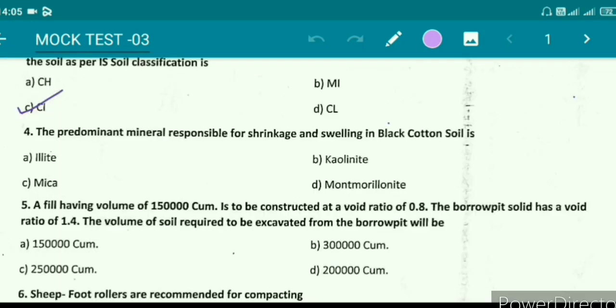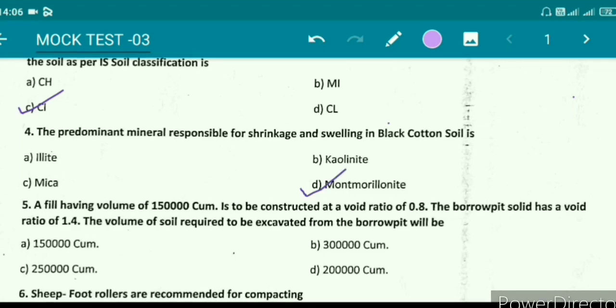Now the next question is, the predominant mineral responsible for shrinkage and swelling in black cotton soil is option A, illite, option B, kaolinite, option C, mica, and option D is montmorillonite. So the right answer for this question is montmorillonite.